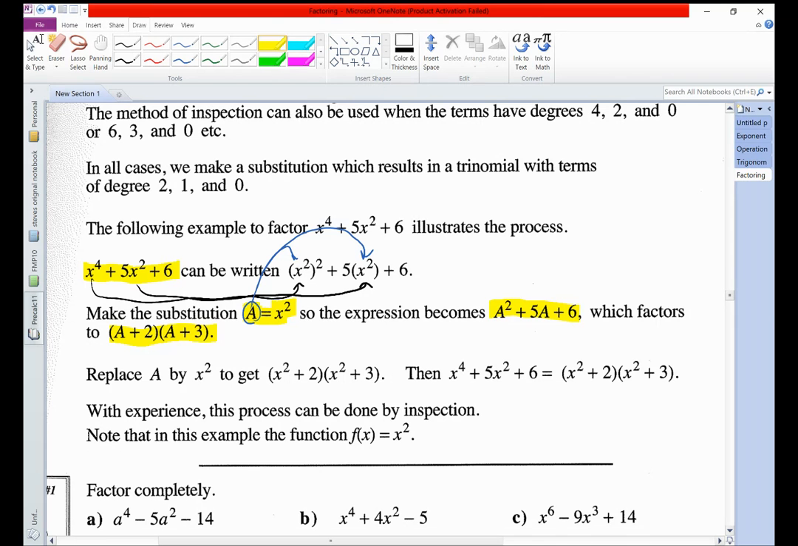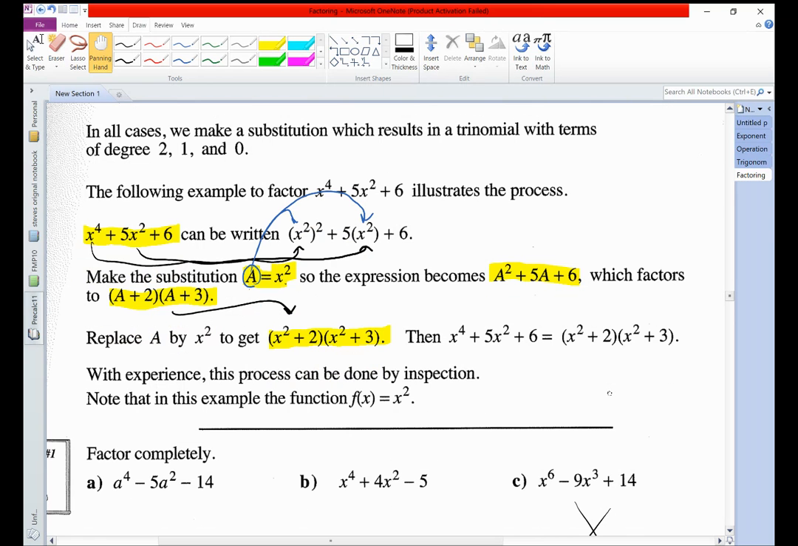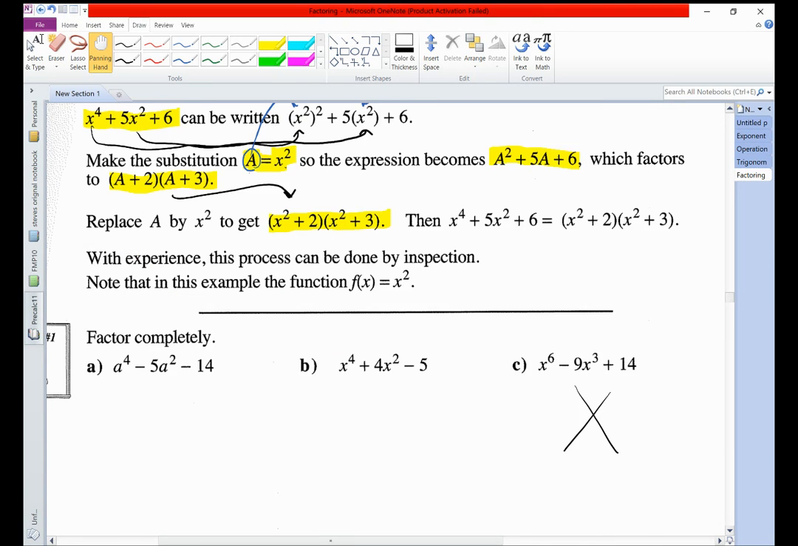And then once you get this answer, A is equal to x squared, so now we can plug that x squared back in, and we get these answers right here: x squared plus 2 times x squared plus 3. So we've factored it by inspection, which is always nice to do. We don't have to do decomposition, but we had x to the 4 and x squared, so it's a good little trick.